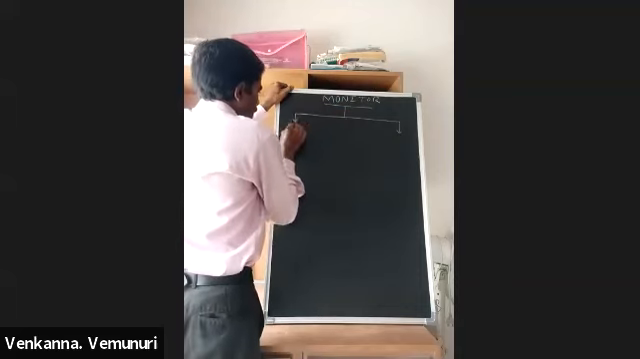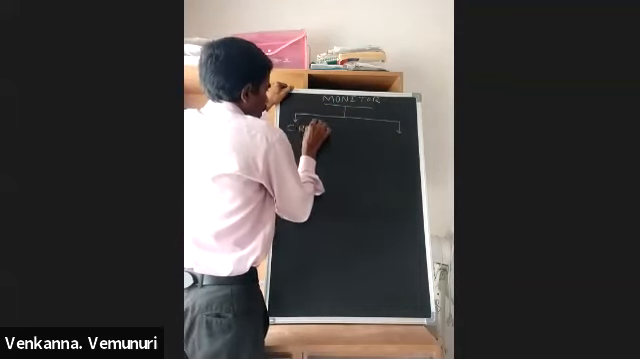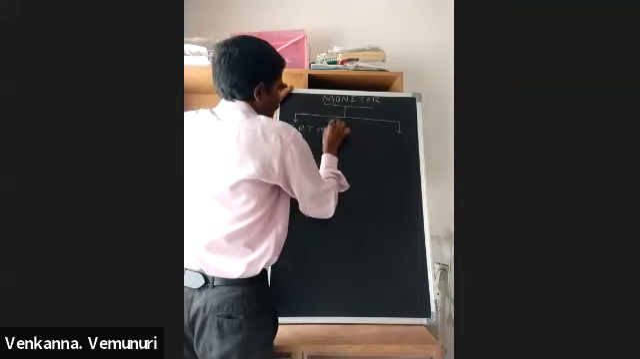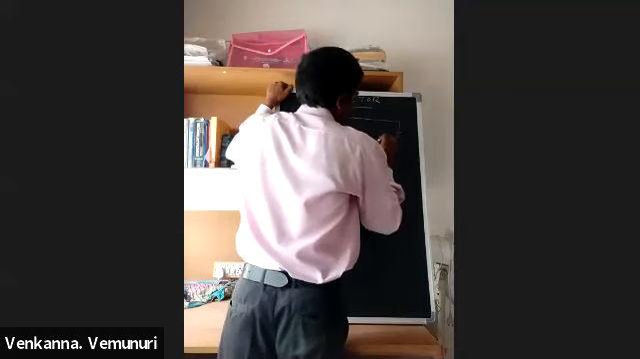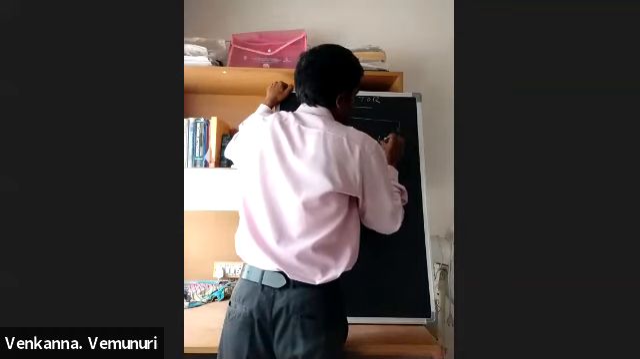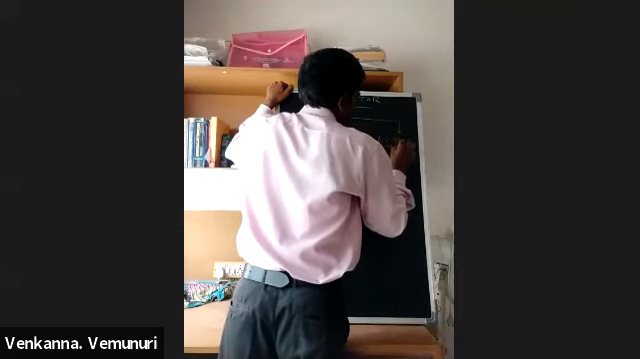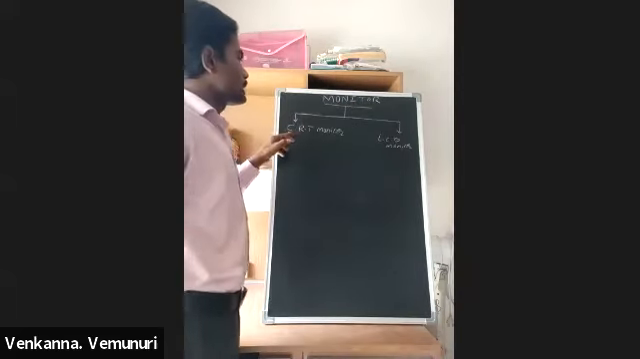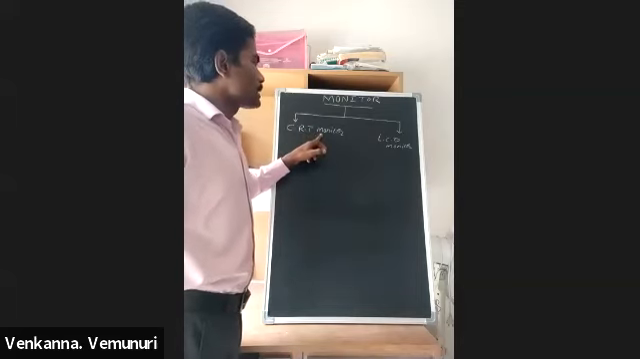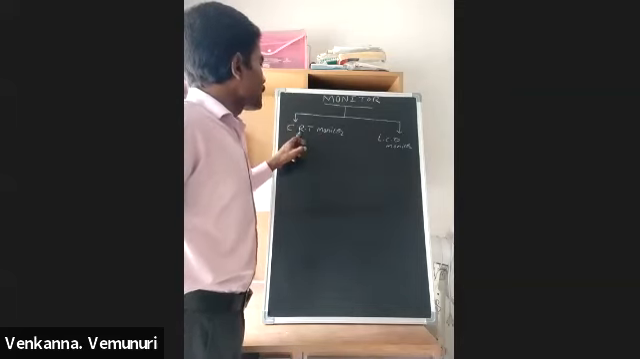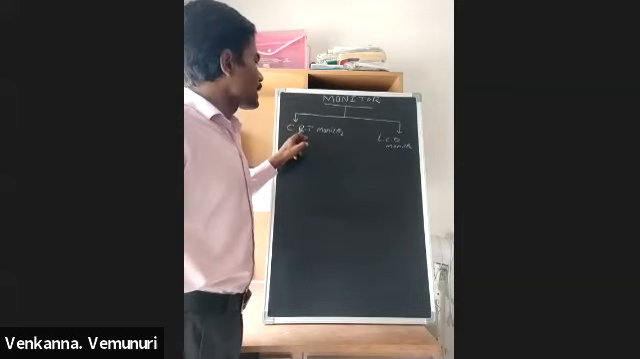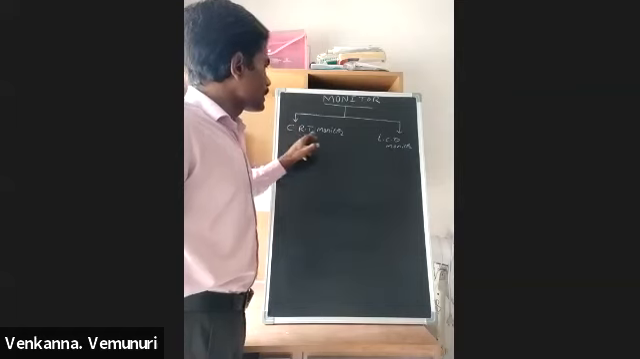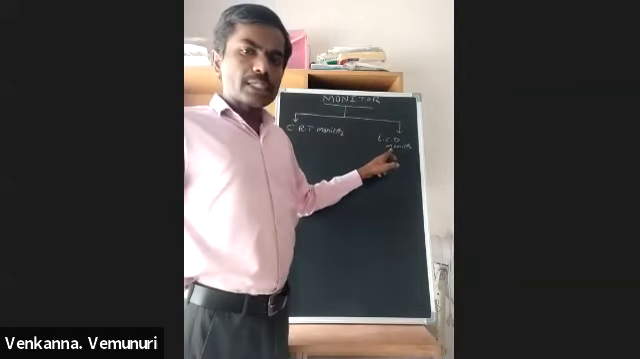One is CRT monitor. Another one is LCD monitor. CRT monitor means this monitor is manufactured with a cathode ray tube. CRT means cathode ray tube, and in this monitor we are using a cathode ray tube, so it is called CRT monitor. Another one is the LCD monitor.